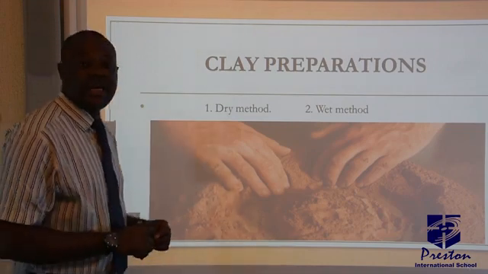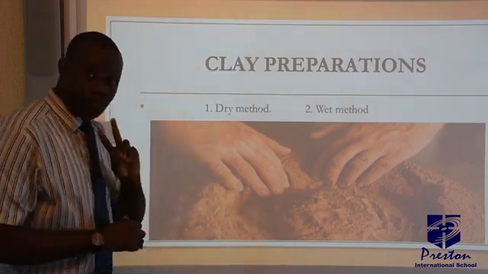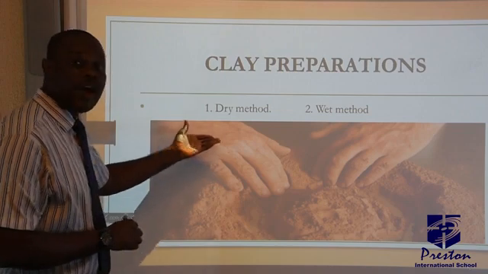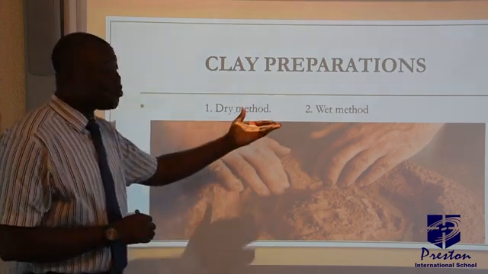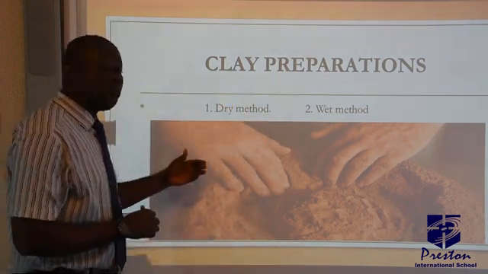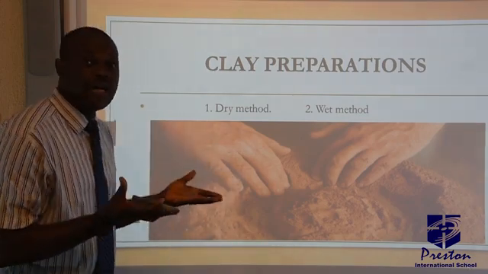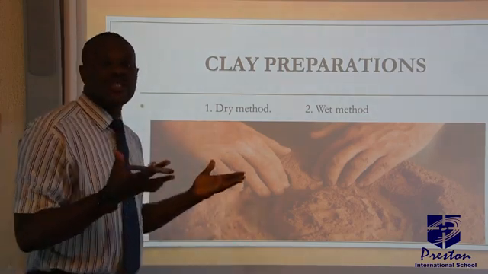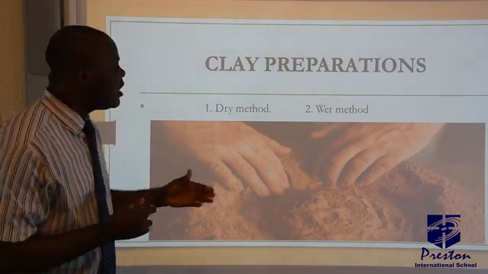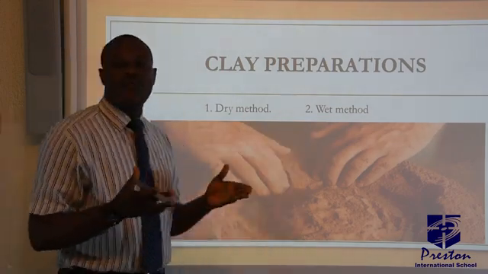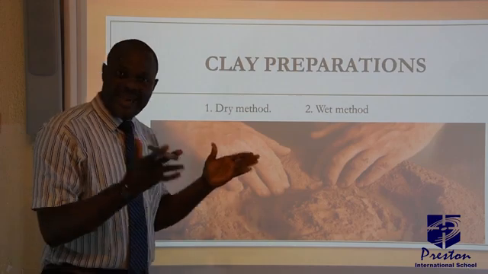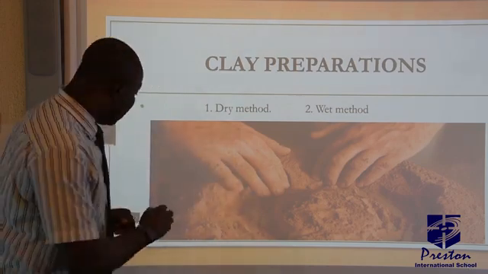How do we prepare our clay? We have two major methods. The first one is called the dry method, while the second one is called the wet method. Dry method means that we have to make sure that we have our clay in the form of powder. How to do all these things, we're talking about it in our Google class. Then the wet method is when you have it in the form of a kind of paste before we get our work from it.